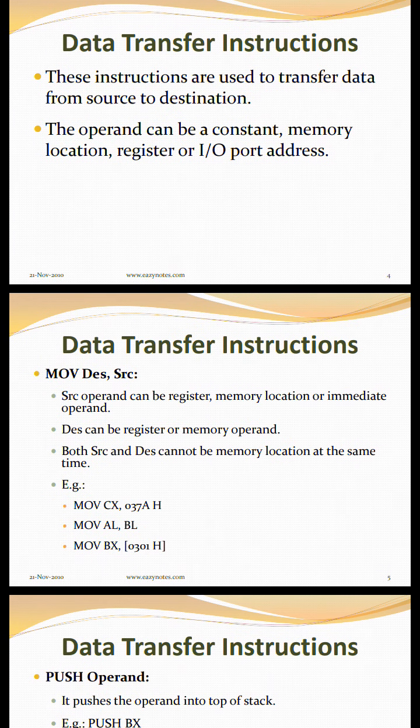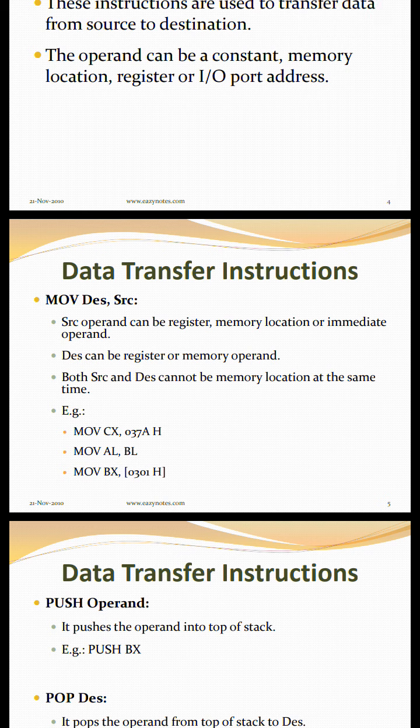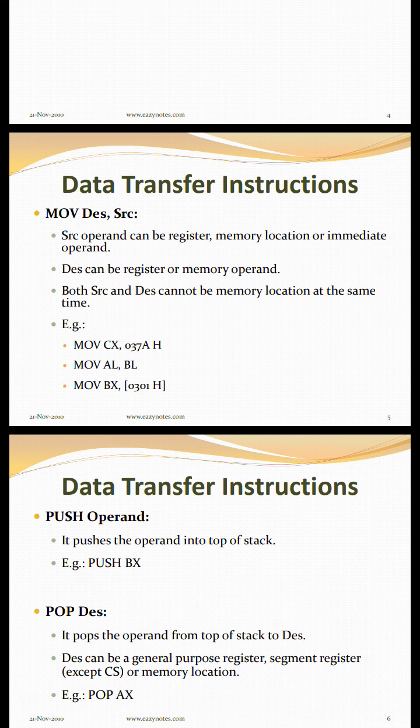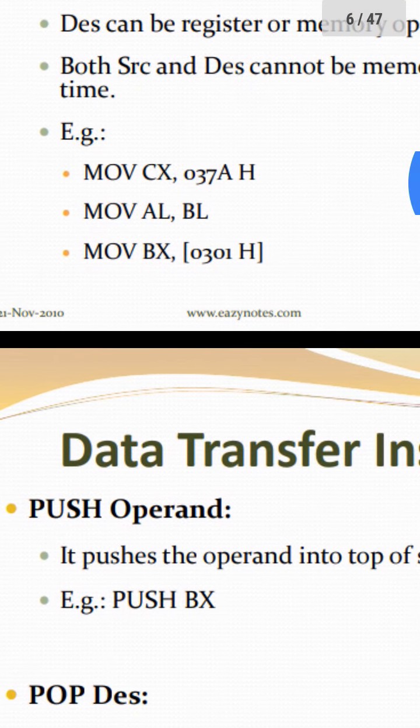These instructions are used to transfer data from a source to a destination, and the operands can be a memory location, a byte, a register, or a port address. So the first instruction is MOV DES comma SRC. DES means destination, SRC is the source. An example is given below.